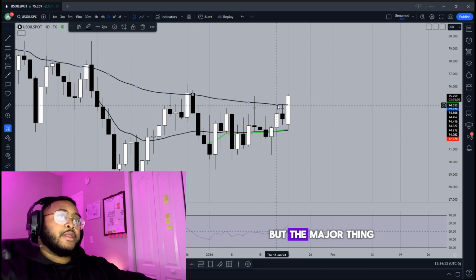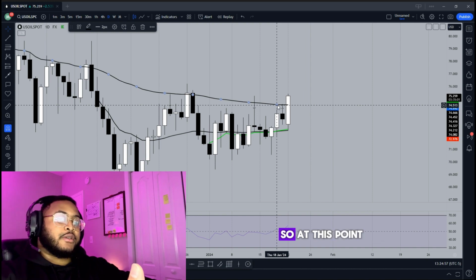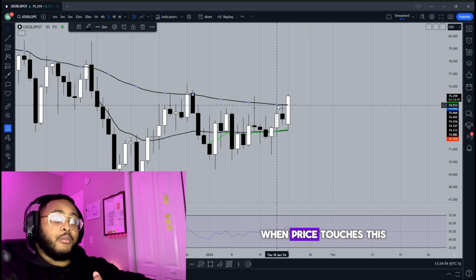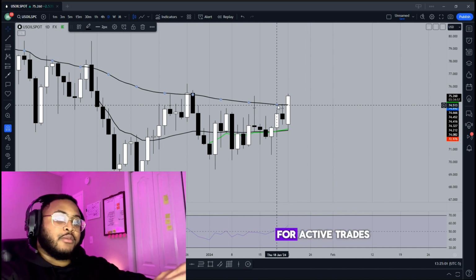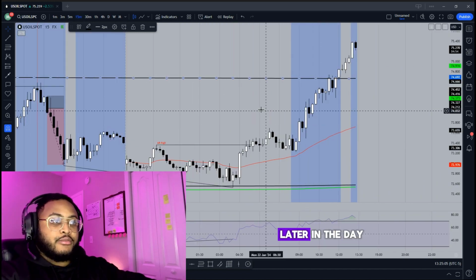But the major thing that I'm looking at on the daily time frame is now that we have a ceiling. So at this point, when price touches this, I would stop looking for active trades. But we don't get that until later in the day, pretty much.